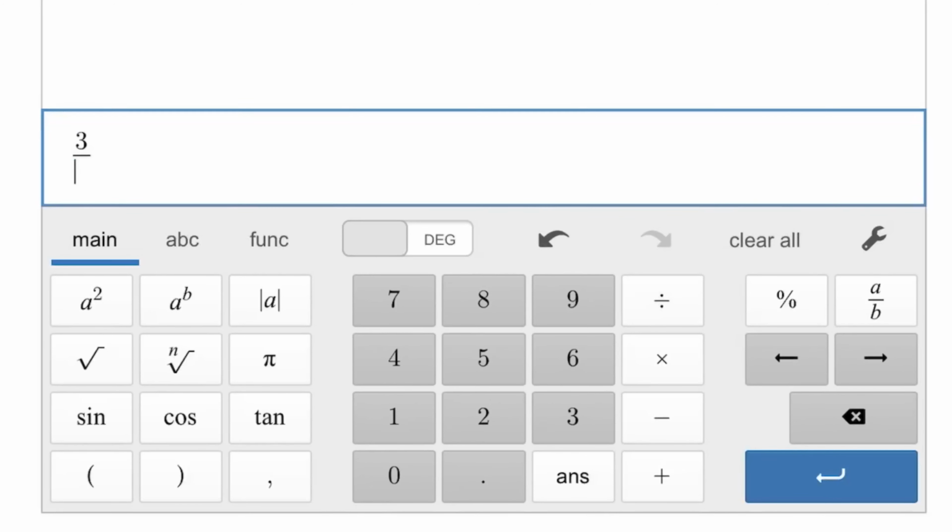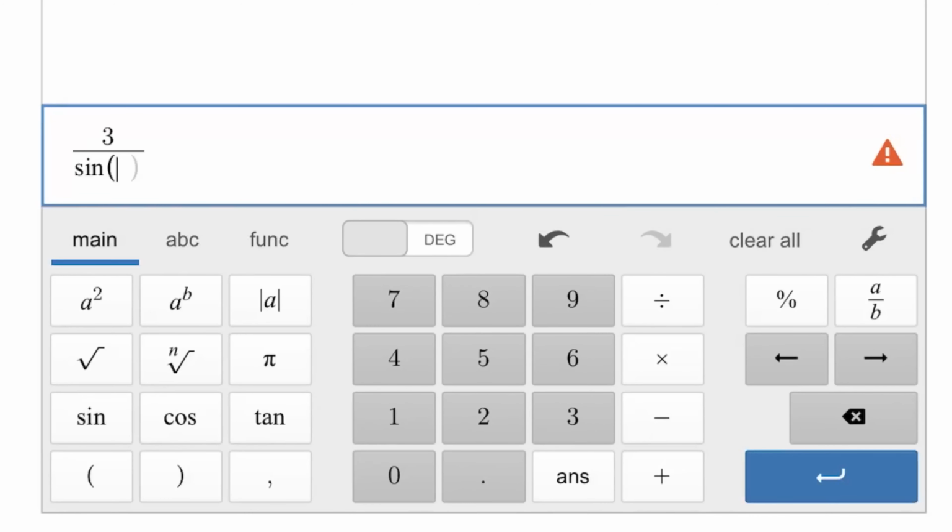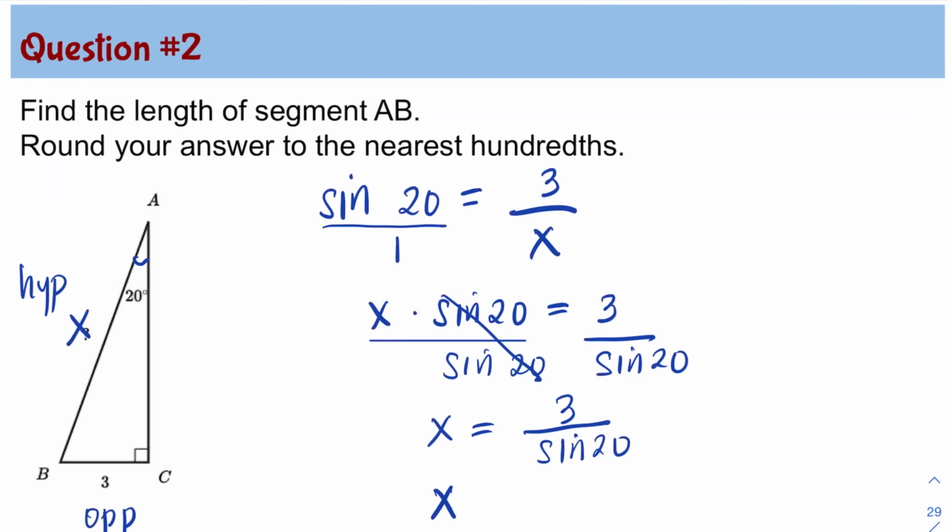Now using our calculator, let's plug in 3 divided by sine 20. So the answer is 8.77.